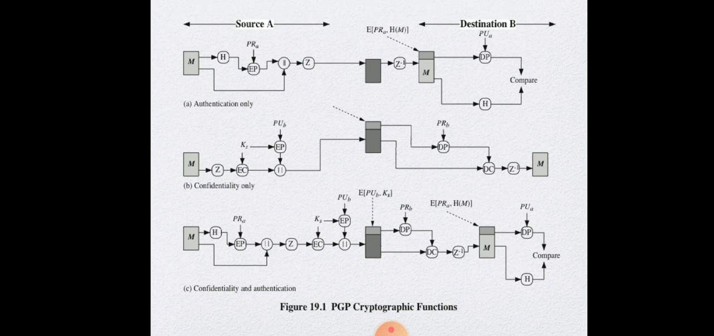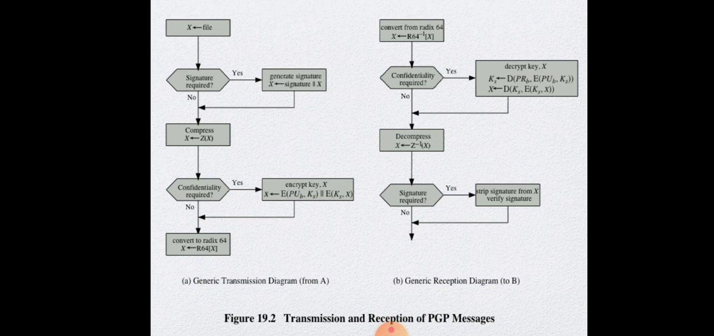Now in figure C, you can see compression and confidentiality and authentication are tied together. Now look at this figure. This figure explains the complete process. You take a file. If you need a signature, you can generate a signature. If you do not need a signature, you can compress it. Then you check if the confidentiality function is required. If that is required, you can apply the confidentiality function, which we explained already. If confidentiality is not required, you can convert to radix 64. So this is the generic transmission diagram.